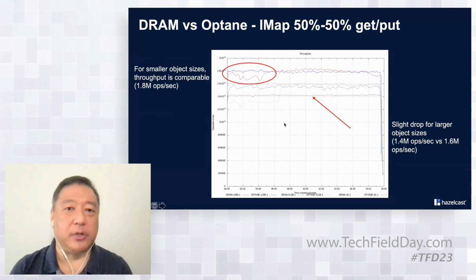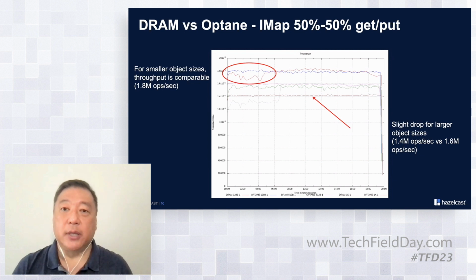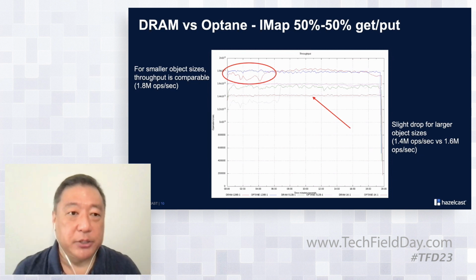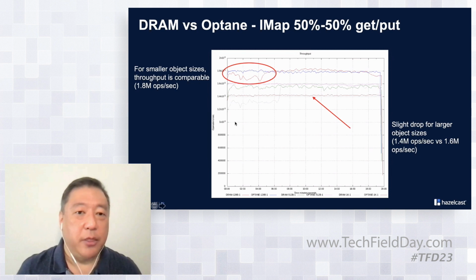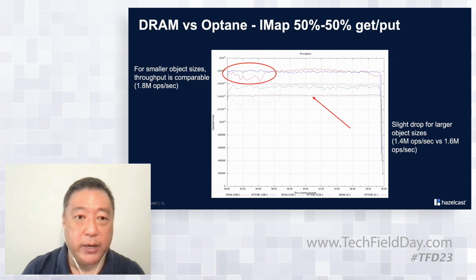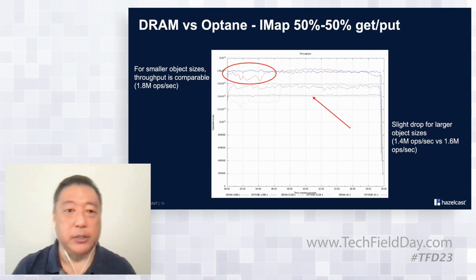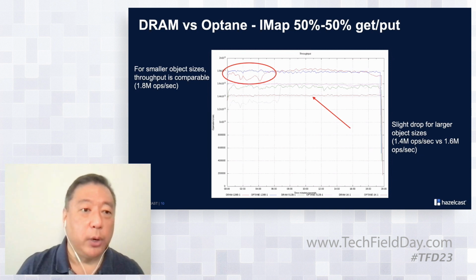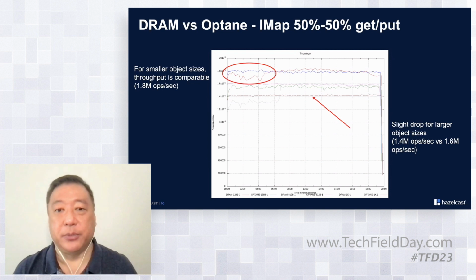So here's just a quick chart of some of the benchmarks that we've run. For this simple benchmark, we just did a load with 50% reads and 50% writes. You'll see the circle represents the comparison of red versus blue, where red is the DRAM and blue is Optane. And so the performance characteristics are relatively the same for very small object sizes. And so we're here seeing 1.8 million operations per second.